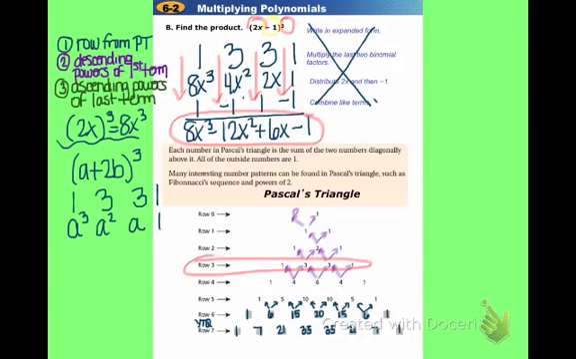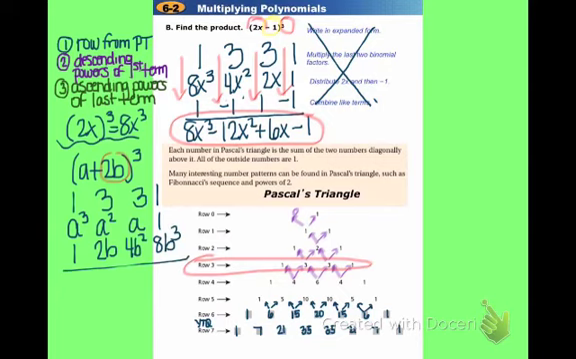And then in the last row, I go in ascending powers of the last term. The last term is 2b, so I start by raising it to the 0 power, which is 1. Then I raise it to the first, which is 2b. Then to the second, so that's 2 squared and b squared, that's 4b squared. And then 2b to the third, so that's 2 to the third, 8, and b to the third, that's b cubed.